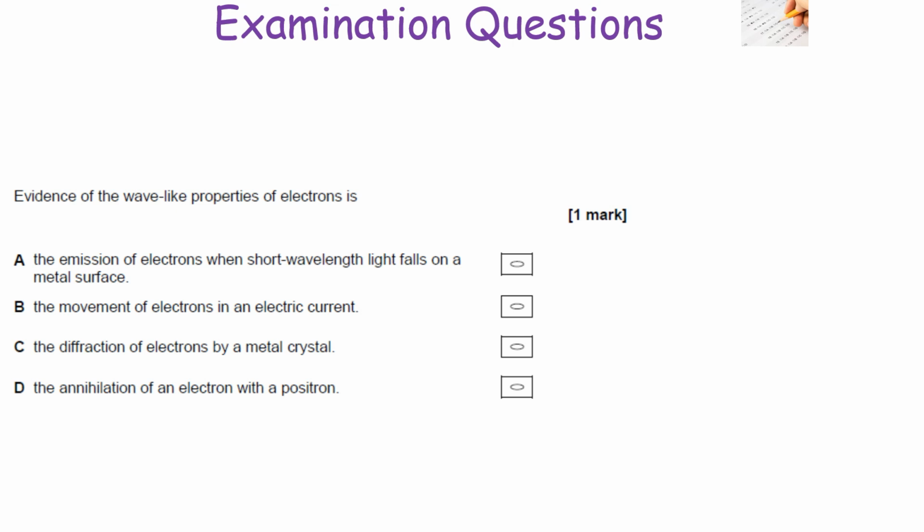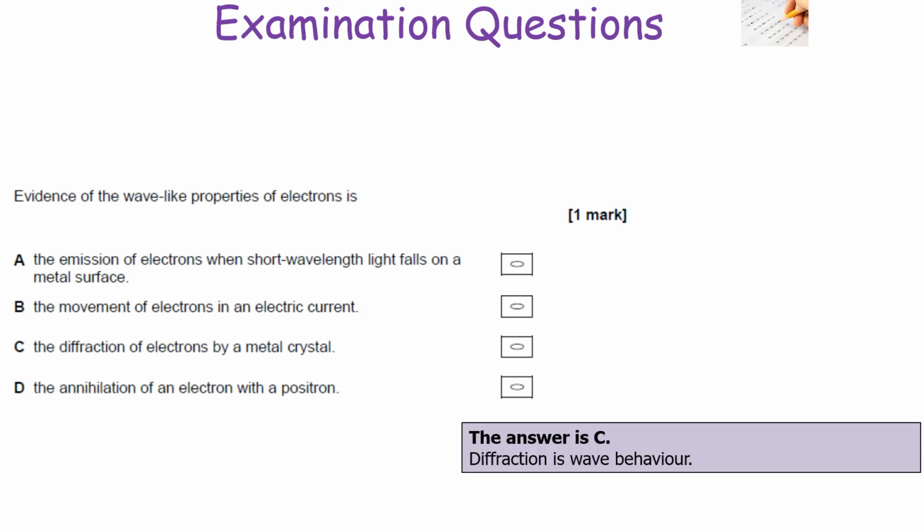Well, the answer for this one is C, diffraction, because the emission of electrons from when light hits a surface, the photoelectric effect, the movement of electrons in a current, and the annihilation of an electron with a positron is all particle behaviour, whilst diffraction is a wave behaviour.